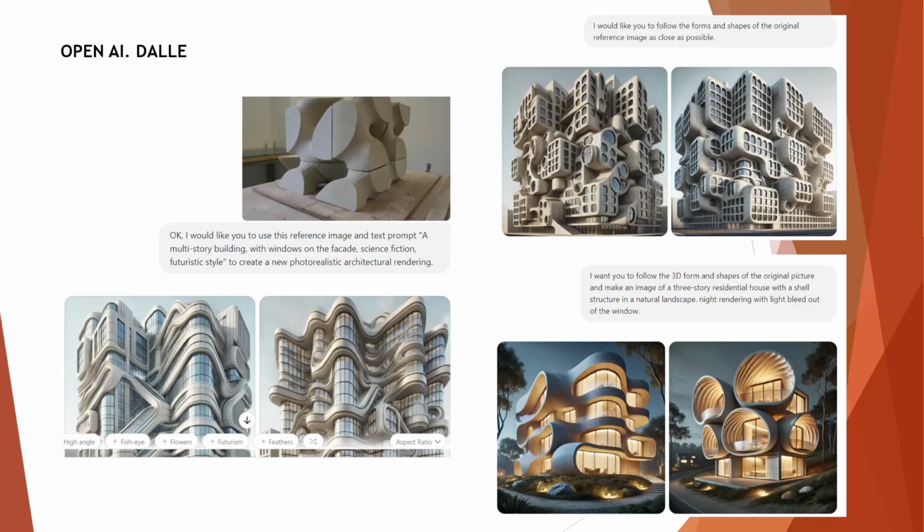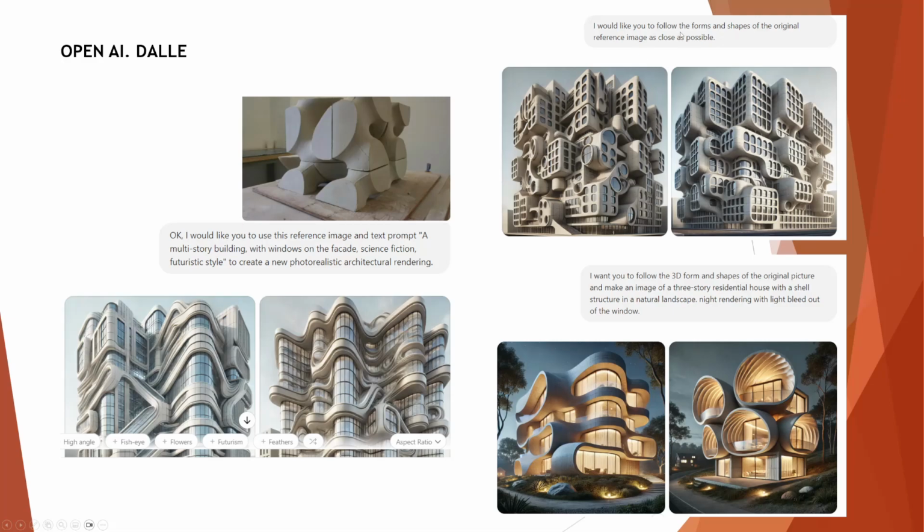You can give a text prompt, and then the AI is able to produce an image. For example, I give a text prompt saying I want to create a multi-story building with windows on the facade. I want a sci-fi style, and I give this reference image. This is a clay model I made many years ago. So I tell DALL-E to start imagination using this as an input. The first run gives me several iterations. Some of them look like a high-rise building, some look like residential or commercial.